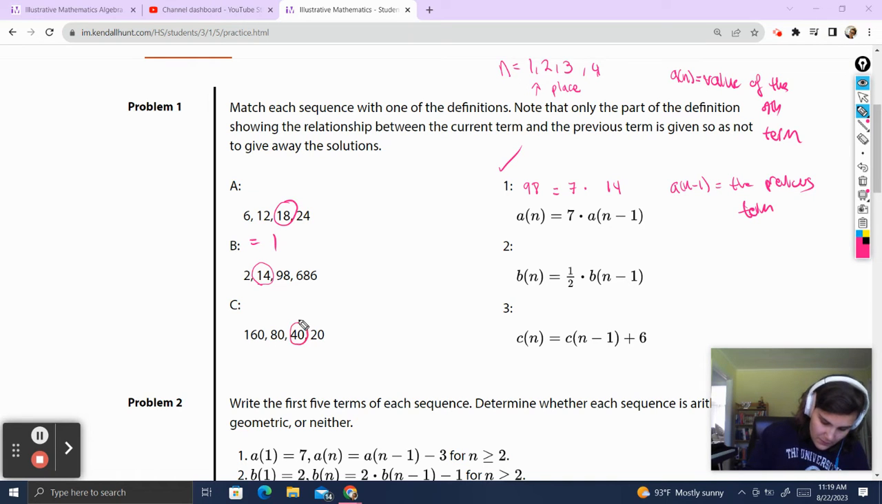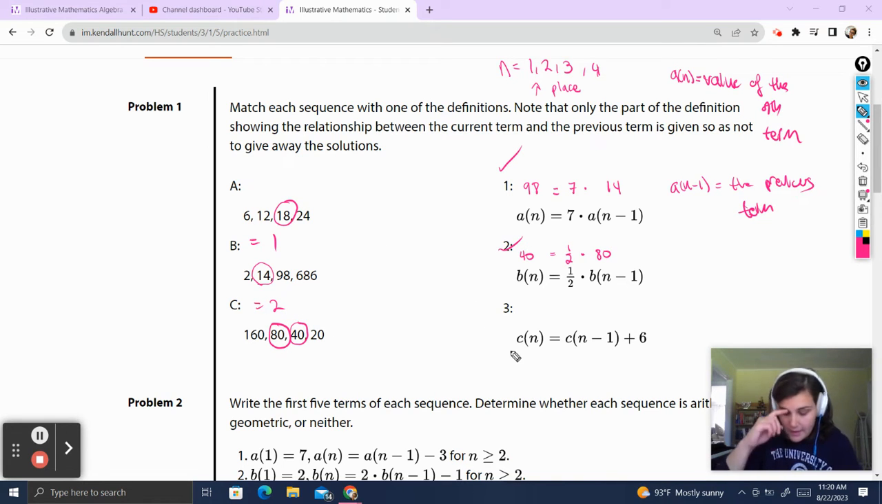So let's use one of our other terms. 40 should be equal to 1/2 times the previous term, which is 80, which is true. So we're going to say this one is equal to 2, which leaves us with a to be matched with c, but let's double check to make sure we're correct.